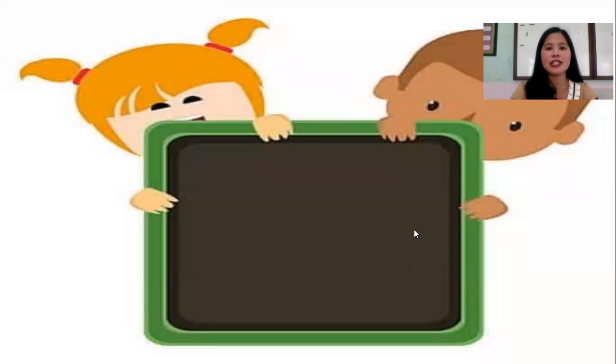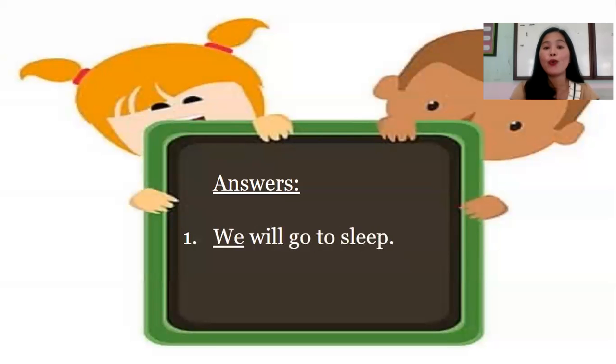Okay, so the answer we have for number one is "We will go to sleep." Who got the correct answer? Please raise your hand. We will go to sleep. Why "we"? Because it is you and me, the teacher. Always remember that you and I is equal to we. Okay, that is number one.